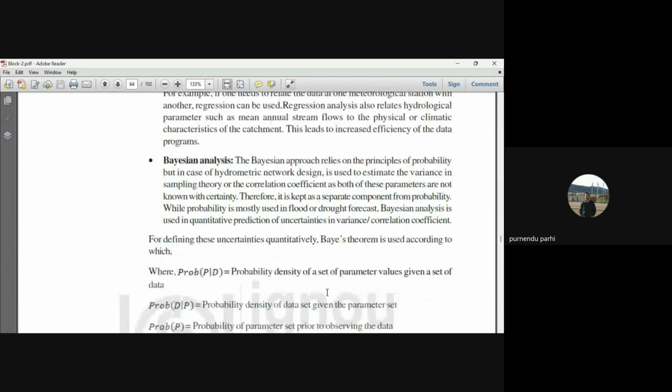Then Bayesian analysis. The approach relies on the principle of probability, but in case of hydrometric network design, it is used to estimate the variance in the sampling theory or the correlation coefficient, as both of these parameters are not known with certainty.